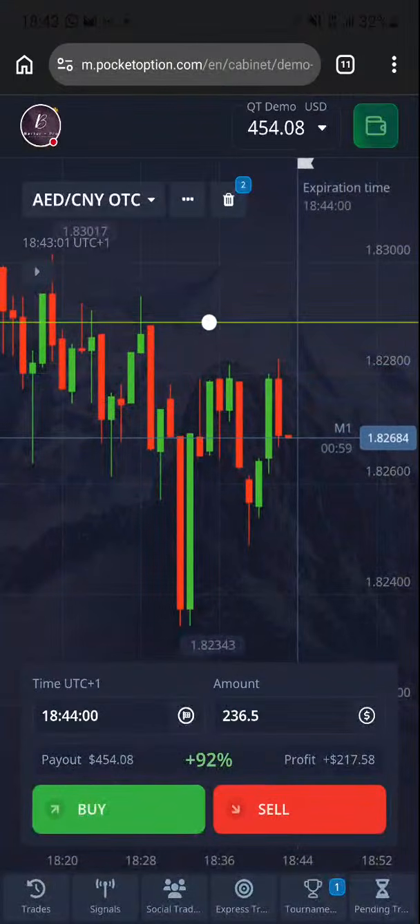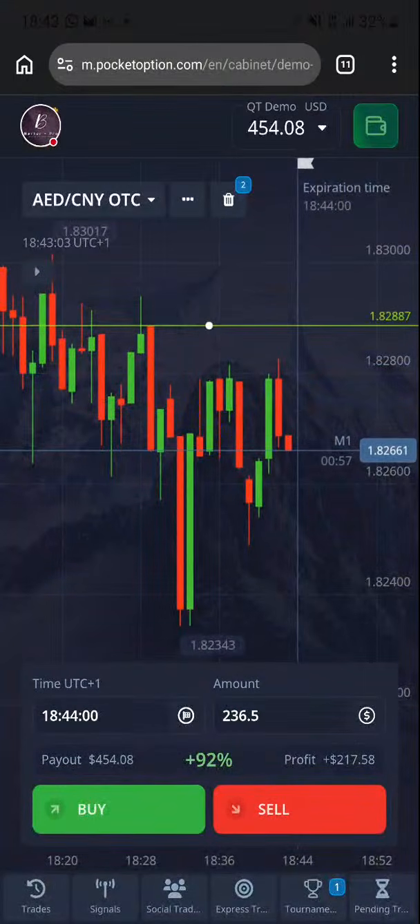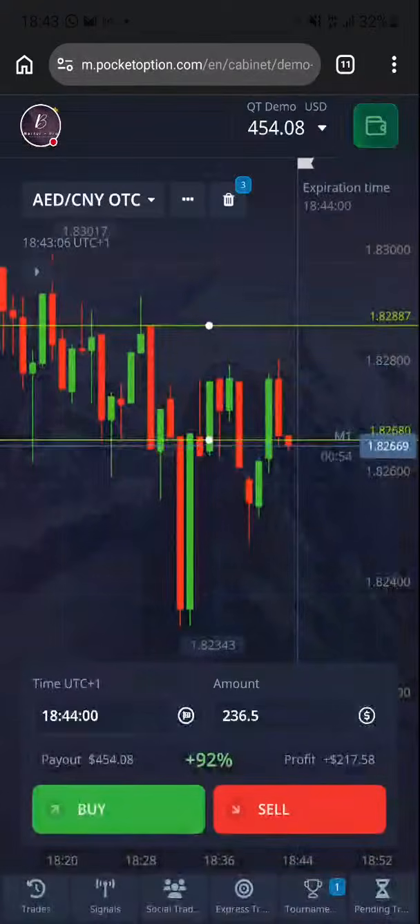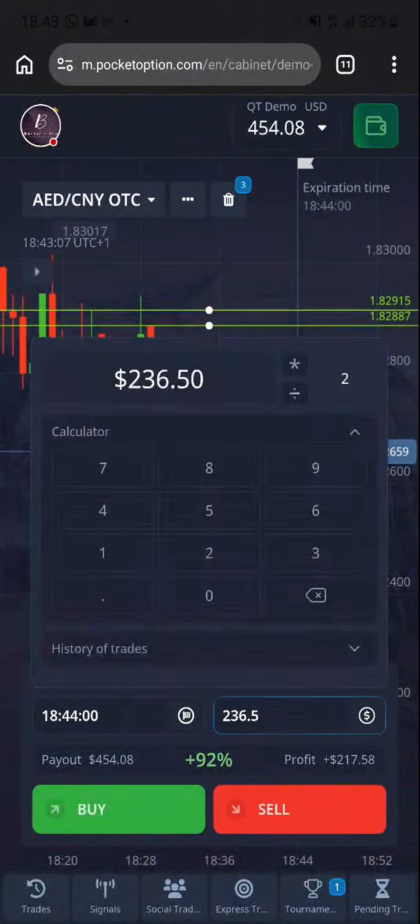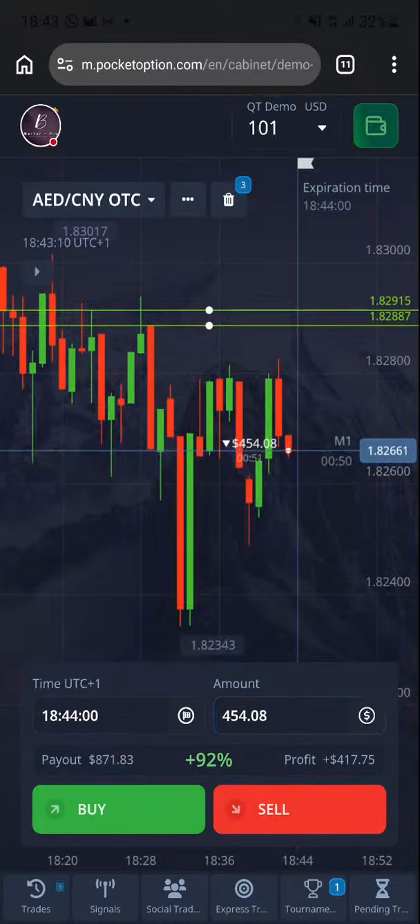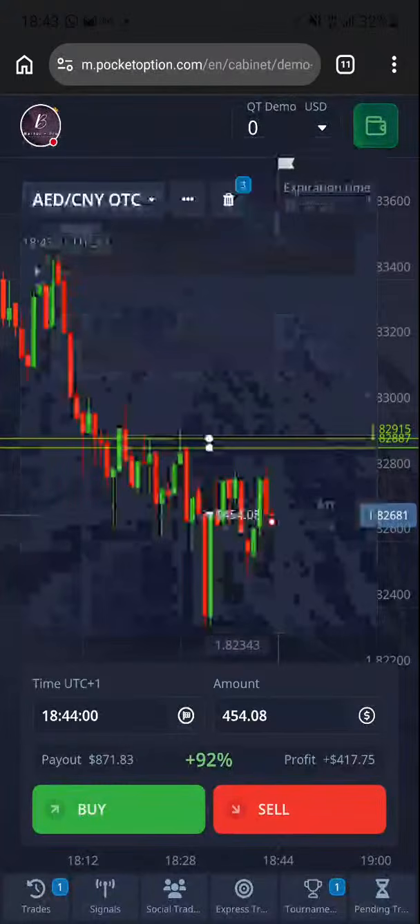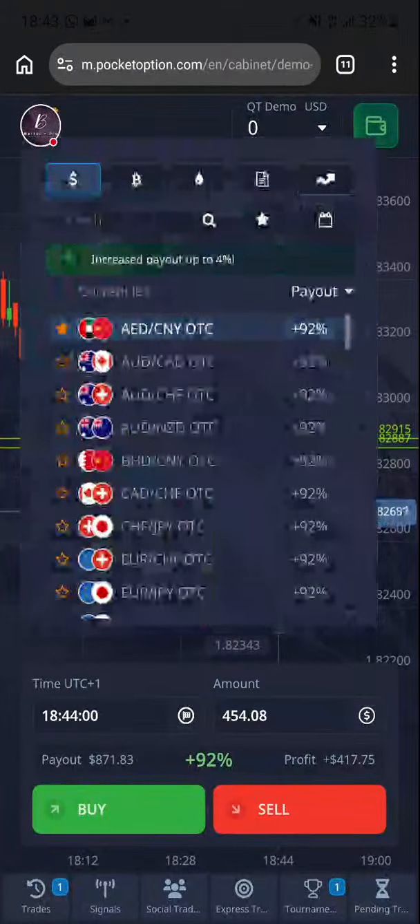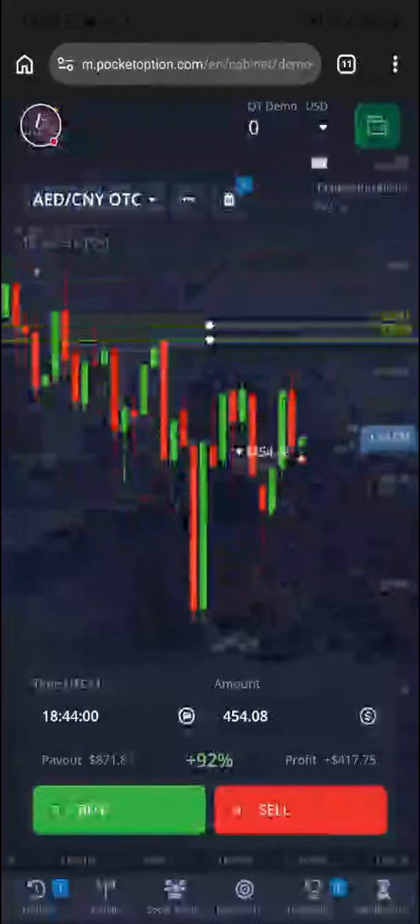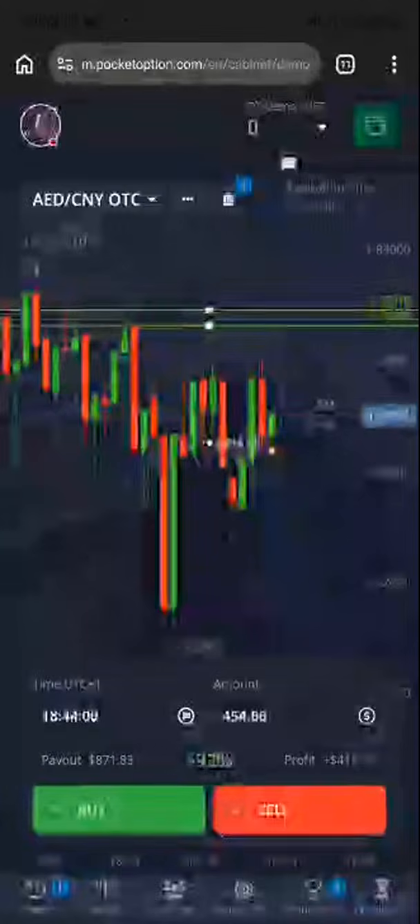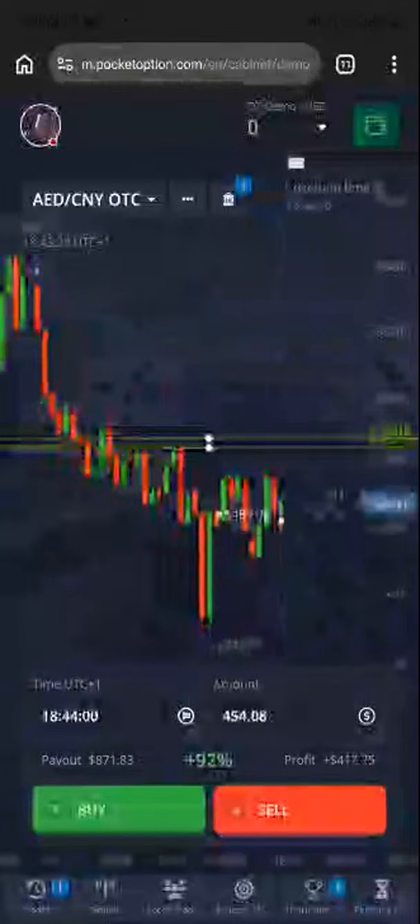That was just a random trade actually. I didn't plan that trade, so I'm trying to lose the balance. So let's take another random trade. Let me clear this over here. Okay, we're going to lose this balance now. Then we'll start all over with 100.